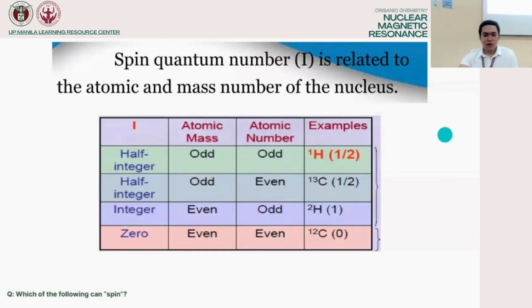So in here, as you can see, the half integer is the spin number. The spin of protium hydrogen is 1/2. Its mass number is odd and its atomic number is odd, so it spins. Okay? So there's a question below: which of the following can spin? Are you familiar?